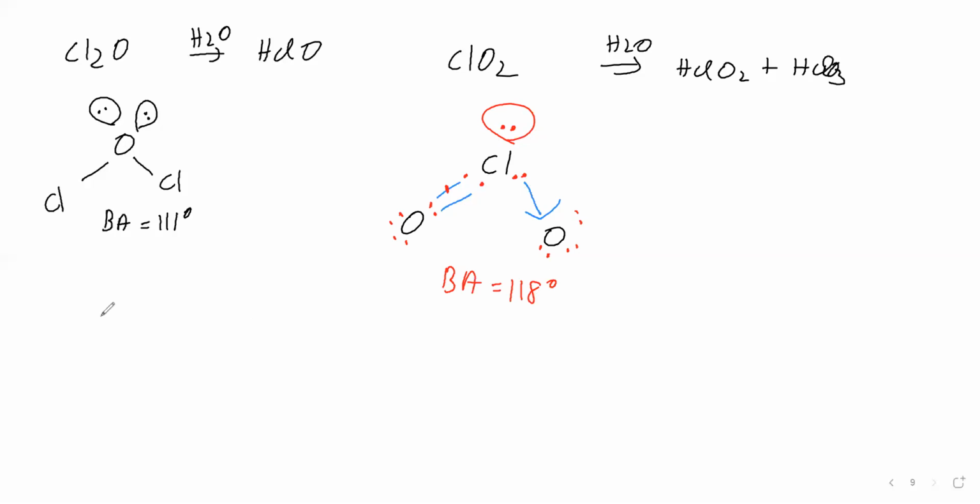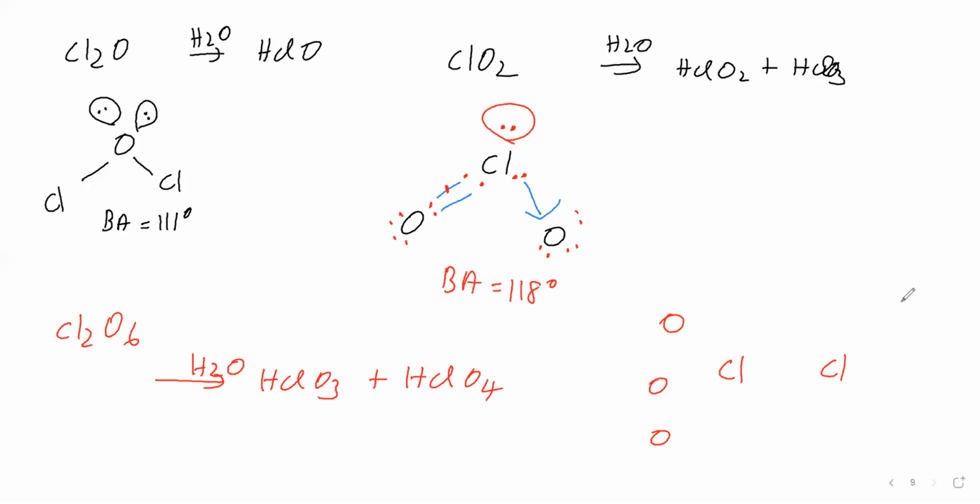Then chlorine hexoxide, we will see Cl2O6. We will treat this with water. We are getting chloric acid HClO3 and perchloric acid HClO4. Therefore, we can say it is the anhydride of chloric acid and perchloric acid. This structure, we will see the Cl2O6 structure. 2 chlorines we will write. For each chlorine, we will give 3 oxygen atoms. Oxygen will make double bonds.